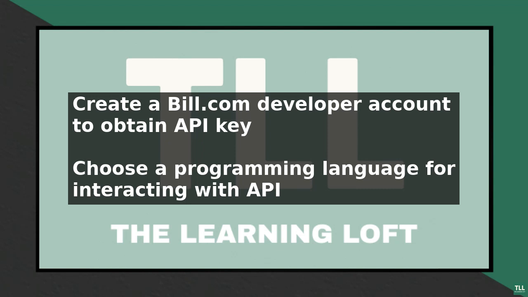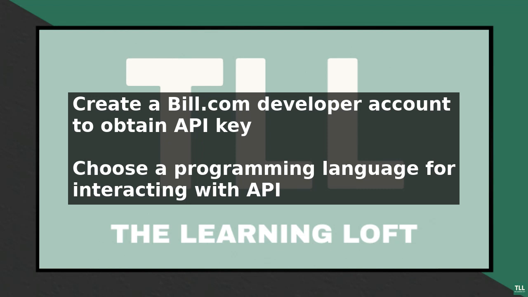To test the API, start by making a simple GET request to retrieve a list of vendors or customers. This will help you verify that your API key is valid and that you can successfully connect to the Bill.com API. Use a tool like Postman or curl to send the request and inspect the response.